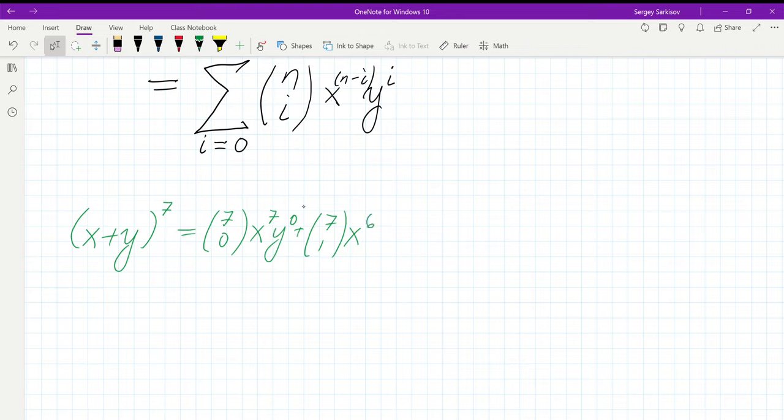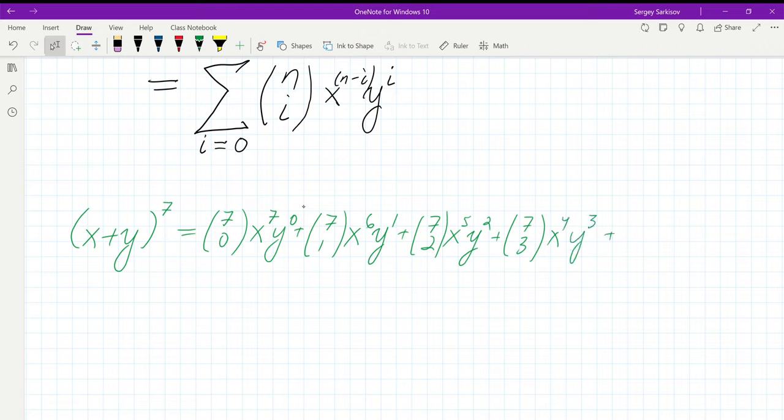x to the 6th, y to the 1st, plus 7 choose 2, x to this. This is how you really would do this if you're going a little slower, starting with the binomial theorem. But this is really what's going on, and you can use Pascal's triangle to speed the process up, and so on and so forth.